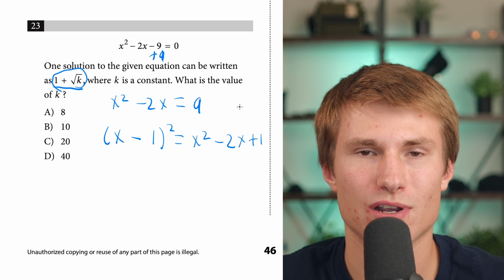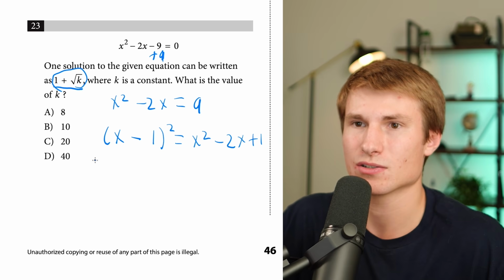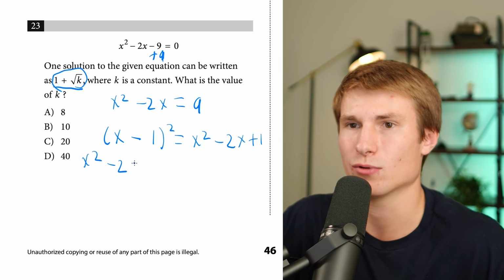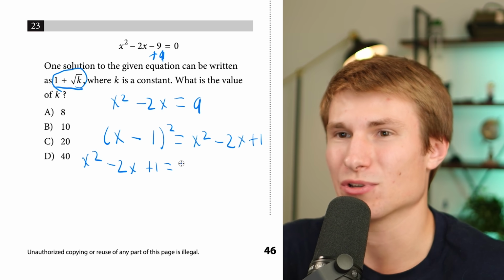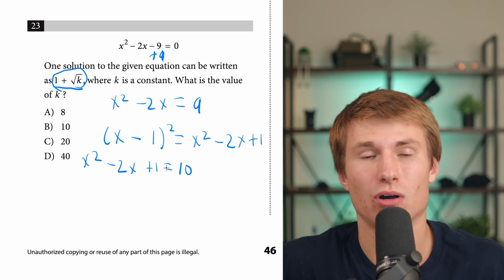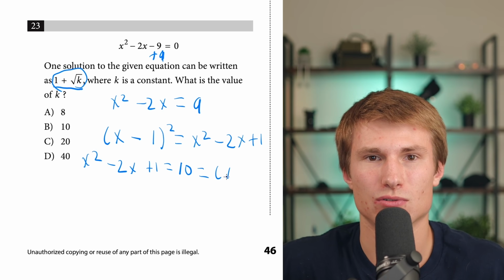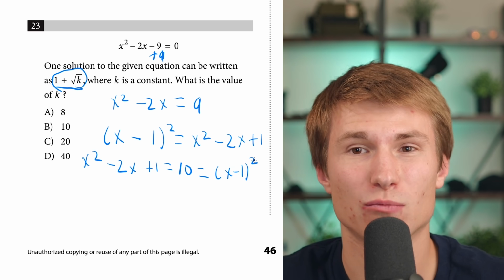So what do I have to do here? Well, I've got to add 1 to both sides. If I add 1 to both sides, I'm going to end up with x squared minus 2x plus 1 is equal to 9 plus 1, which is 10. Well, now from here, I can set that equal to x minus 1 squared. So now I'm where I want to be, okay?